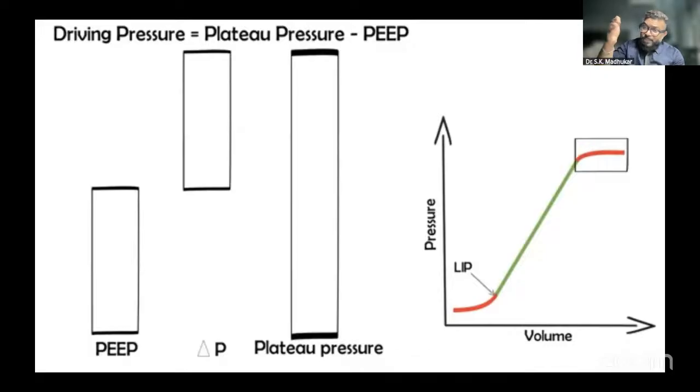Third, if you keep on increasing the PEEP further, then you observe that the plateau pressure rise is much, much greater than the rise in the PEEP. So the driving pressure also increases. Now this becomes disadvantageous, because then the patient is ventilating above the UIP, upper inflection point, and the patient is at risk of volutrauma or barotrauma. So this is how we have to adjust the PEEP and the driving pressure during mechanical ventilation.